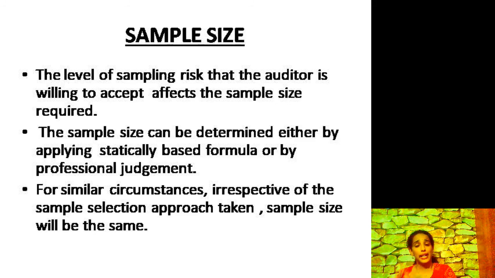So, whichever method you choose, either a scientific method or prior experience, when the circumstances remain the same, say, for example, there is some kind of fraud happening in the company, circumstances remaining the same irrespective of whatever method is used for sample selection, whichever approach is taken, the sample size will be the same. So, sample size depends upon the level of sampling risk the auditor is willing to accept. Now, what are the factors that affect the sample size?